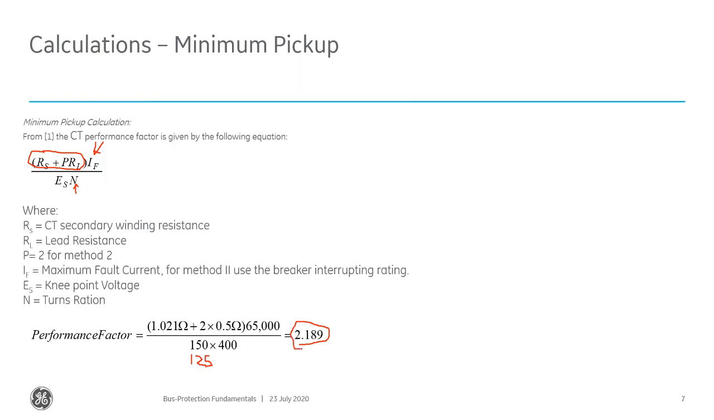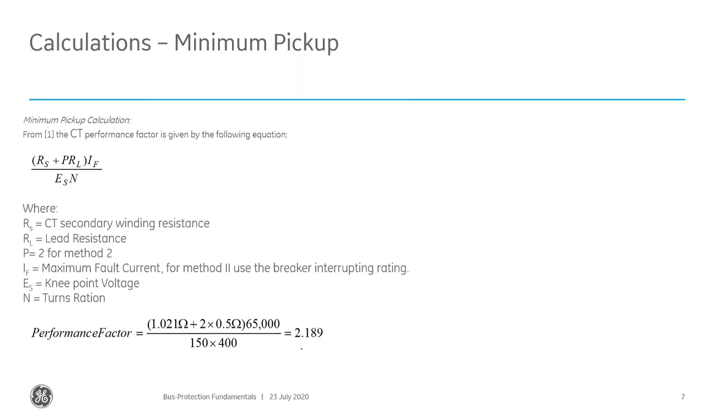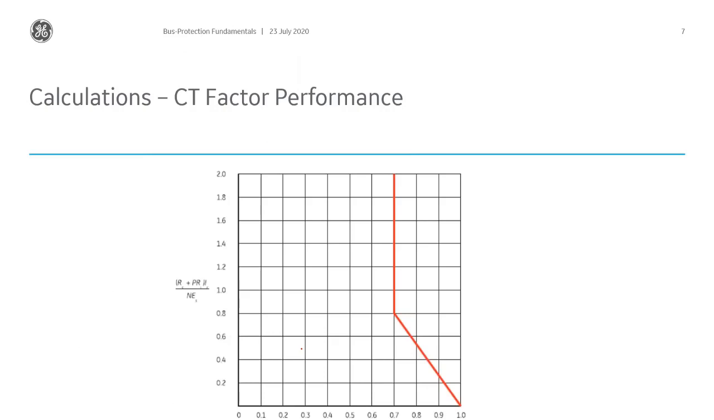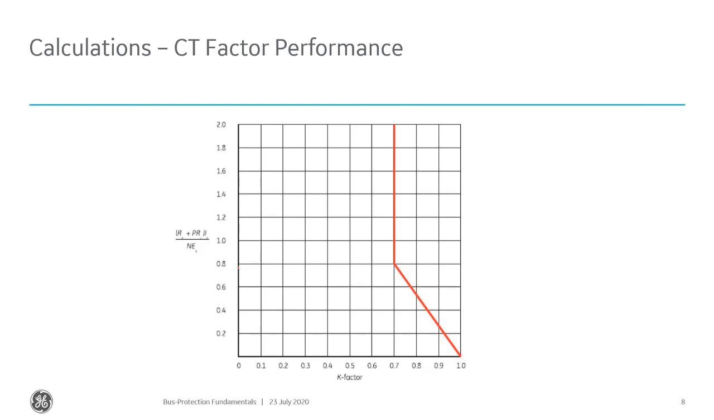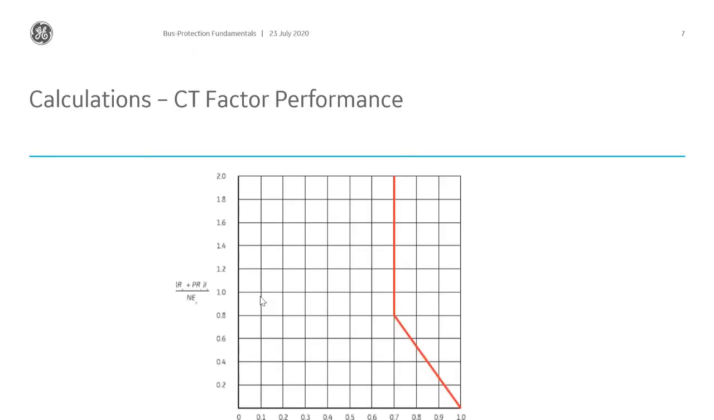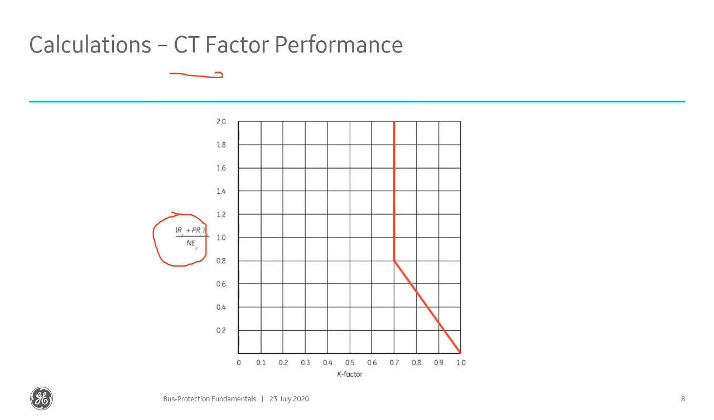Now, to get to the derating factor, we use a K-factor graph. This graph comes from the PVD manual, the MIB manual, and the HID manual. So 2.189, here's this equation here. It's somewhere up in here. That gives me a performance factor of 0.7. So that's what I need to use for my performance factor in my minimum pickup calculation: 0.7.